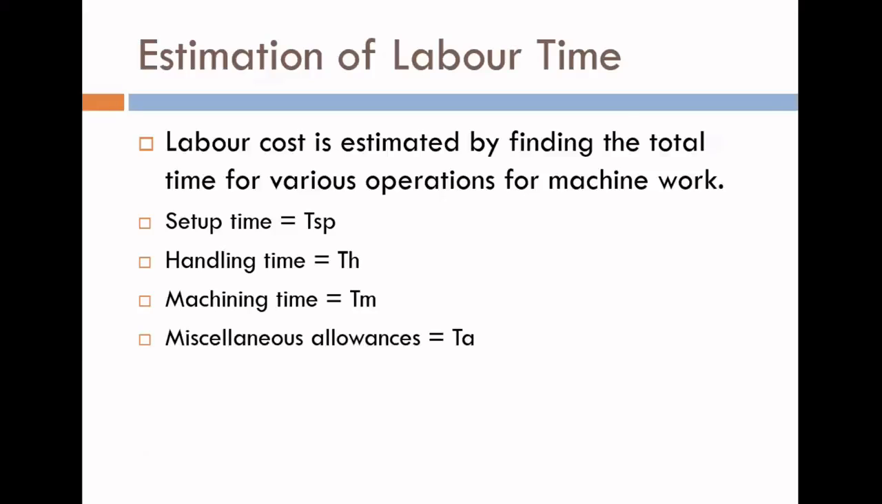Next one is the miscellaneous allowances. Workers need some time for natural calls, smoking, washing of hands, etc. This is considered as 5% of the total machine time. It is denoted as T suffix A. Time required for replacing the tool or cutter, and tool sharpening, is to be estimated in the miscellaneous allowances.